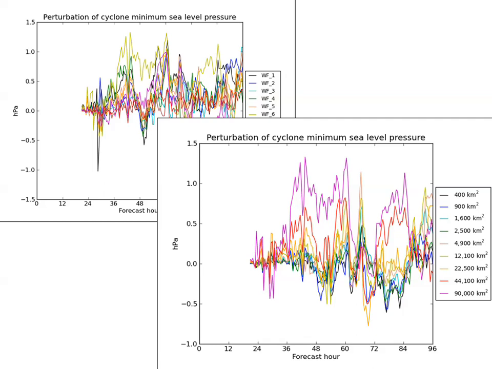And you can see with a decreasing size of wind farms, there is also a decrease to the perturbation that is being caused by the wind farm. But there are instances when smaller wind farms are actually causing a larger perturbation than the larger wind farms themselves.